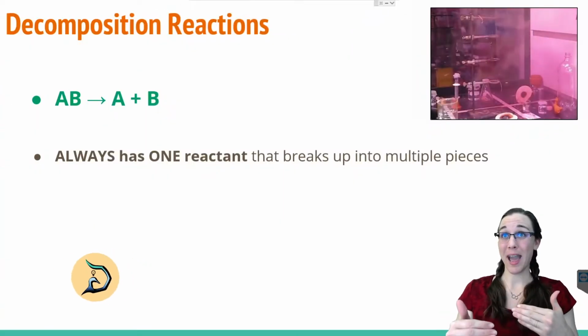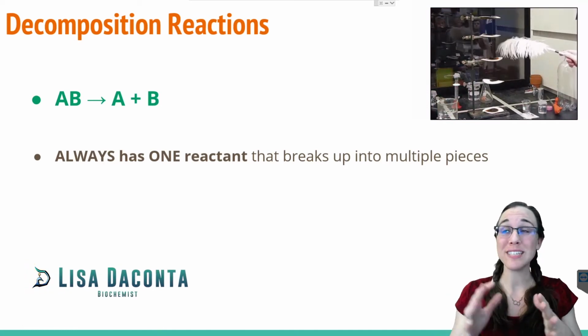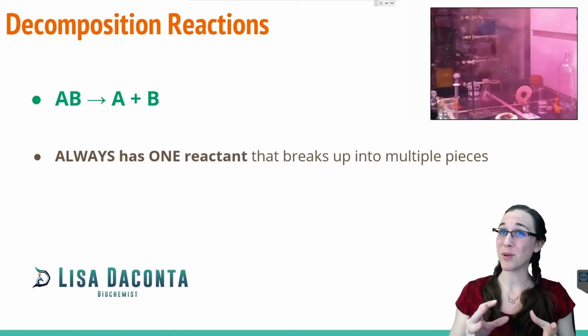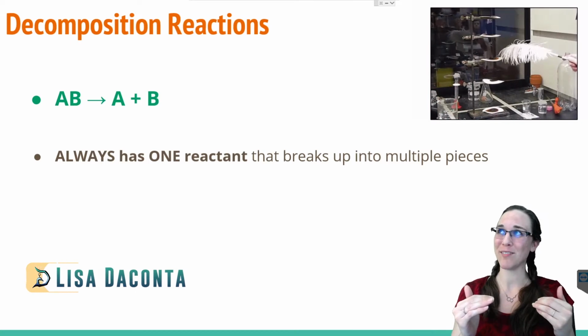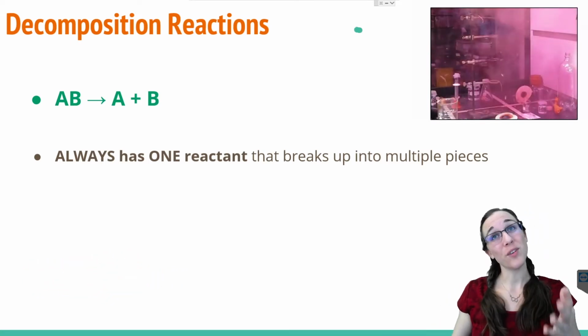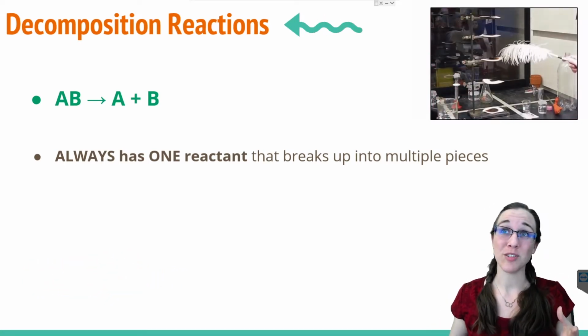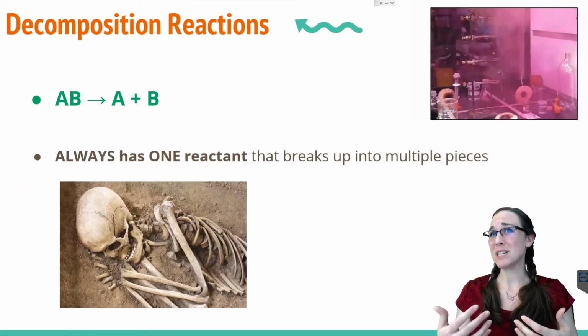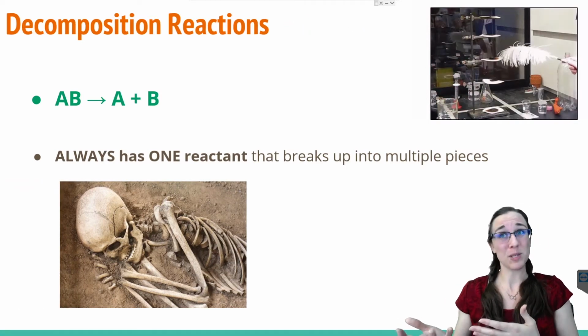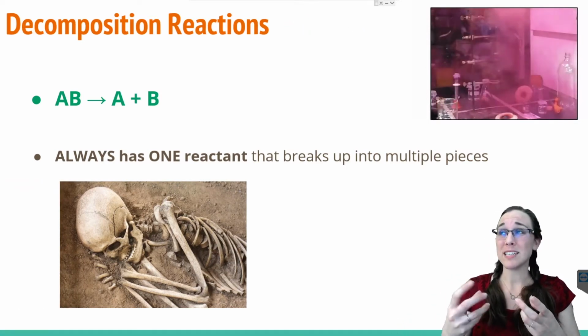Let's take a step back here and actually review the types of reactions that we have to work with so that we're not blindsided when we have to try and predict these products. The first kind of reaction is called a decomposition reaction. Just like when a body decomposes after it's passed away, it's decomposing into smaller parts.